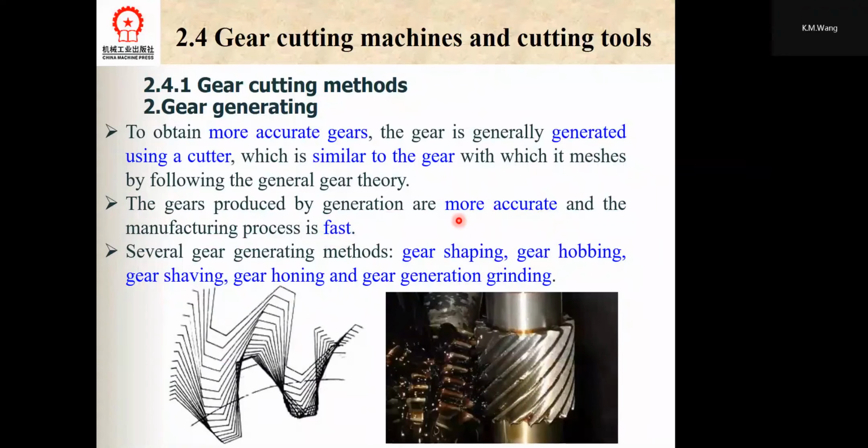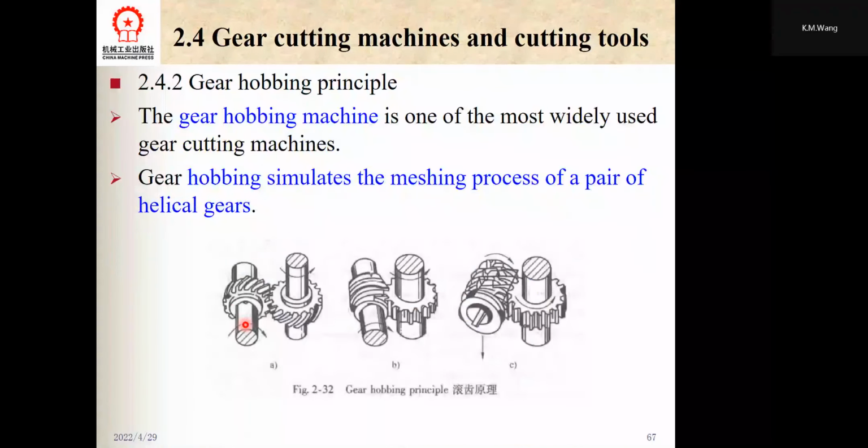We should know that gear generating is more accurate and the manufacturing process is faster. And then is the gear hobbing principle. The machine tools which are used to cut gears are named gear cutting machines, and the gear hobbing machine is one of the most widely used gear cutting machines.